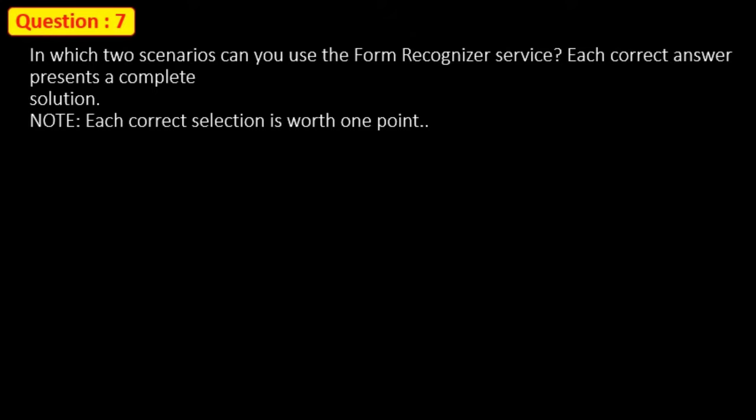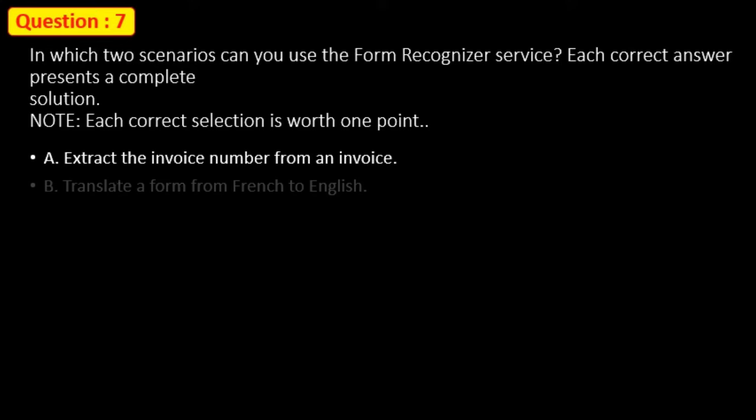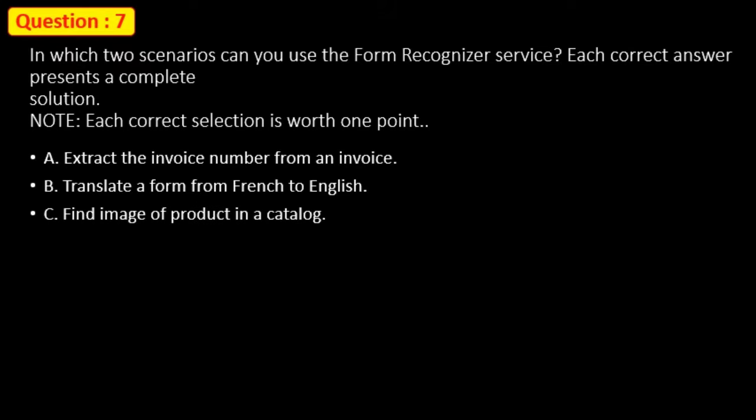Question number 7. In which 2 scenarios can you use the Form Recognizer service? Each correct answer presents a complete solution. Note: each correct selection is worth 1 point. Options as below. A. Extract the invoice number from an invoice. B. Translate a form from French to English. C. Find image of product in a catalog. D. Identify the retailer from a receipt.